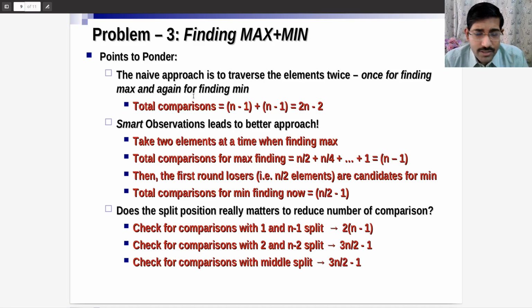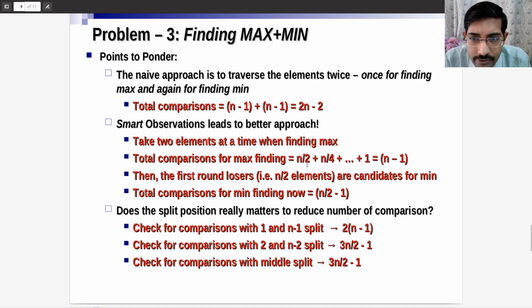Now check for certain observations that might make your approach a little bit better before finding the best split strategy. In this approach, suppose you take two elements at a time when finding max. First two elements I compare, find the max. Next two elements I compare, find the max. In this way, for the first level I need n by 2 comparisons, because there are n elements, I am comparing two at a time and taking the max out of them.